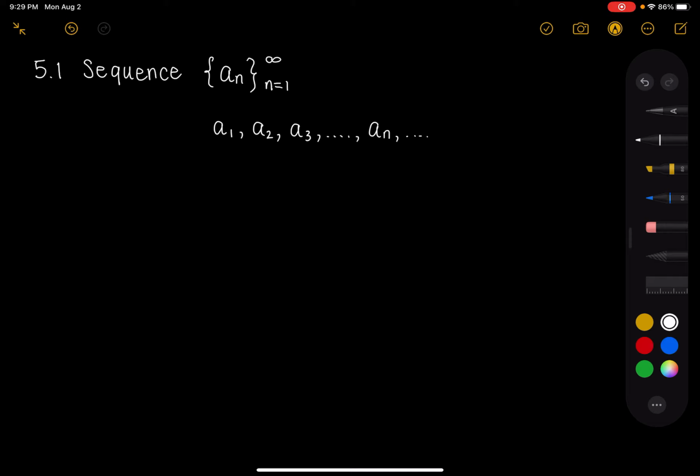A common sequence that we will deal with, which you might have learned in pre-calculus, is the arithmetic sequence. Basically, in an arithmetic sequence, the nth term minus the previous term will give you the same difference. And this is true for the entire sequence.